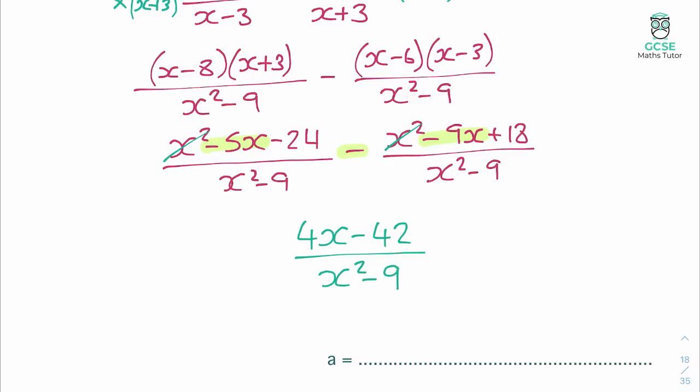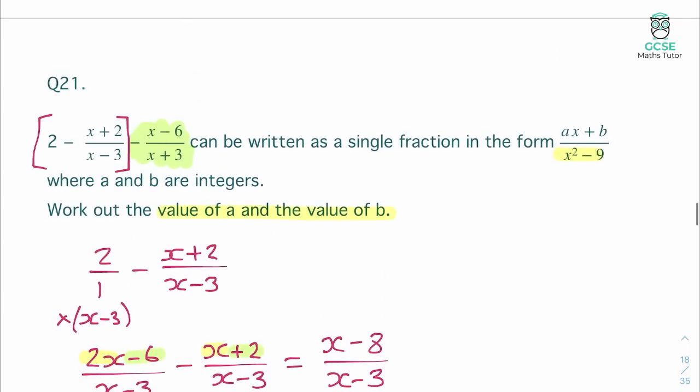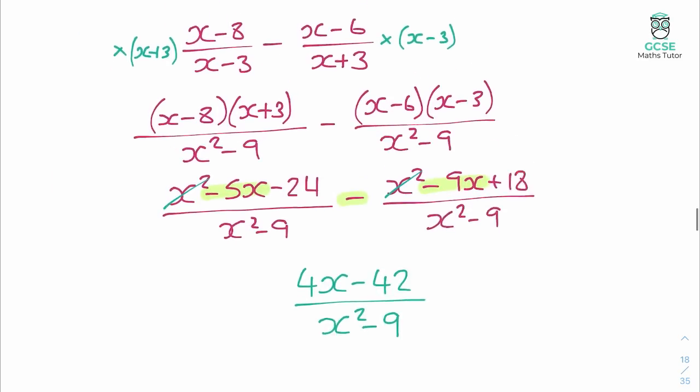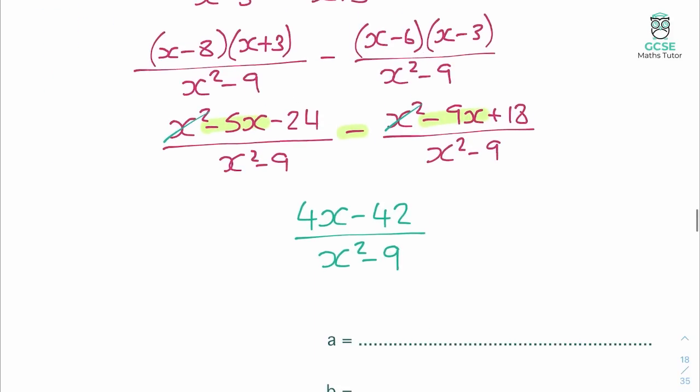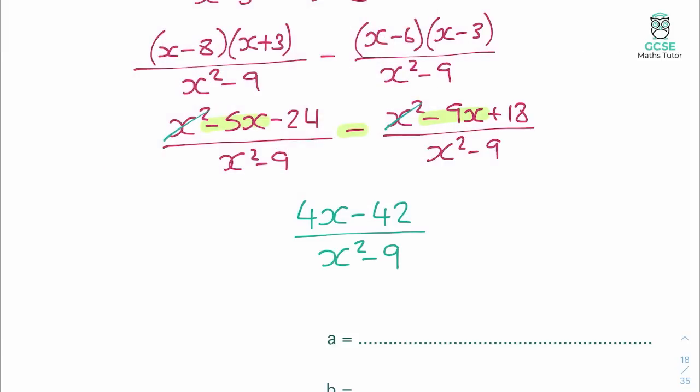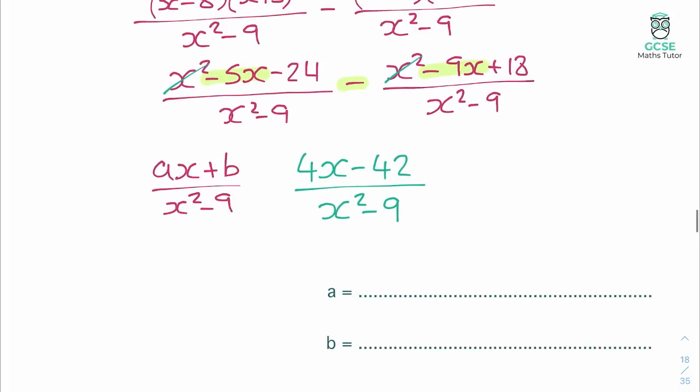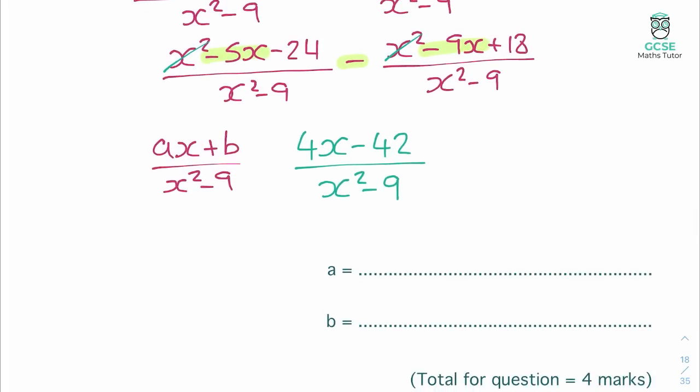Right, so I've fully simplified it. Let's just go back to what it said. It should show that it can be in the form ax plus b on the top. We've got 4x minus 42 and x squared minus 9 on the bottom. So what are our values of a and b? So it did say ax plus b. Don't let it throw you, the fact that we have a minus. That's absolutely fine. It just means that that value of b is actually a negative value. That's quite common for that to happen as well. So a is in front of x, which is 4. So a is 4, and b is just going to be negative 42, as we've obviously got that symbol changing there. So there we go. There are our values of a and b.